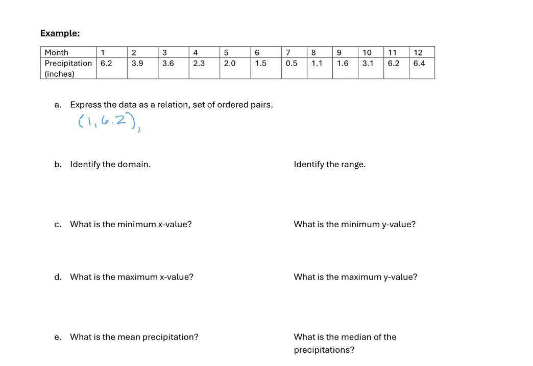So if we write this using ordered pairs, we have (1, 6.2), (2, 3.9), (3, 3.6), and (4, 2.3). And hopefully you guys get this. I don't want to write them all out and make this video even longer.